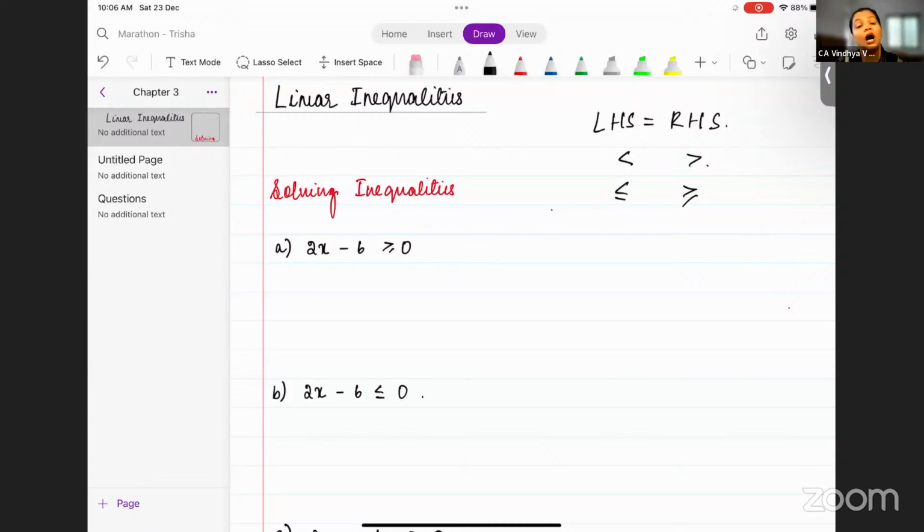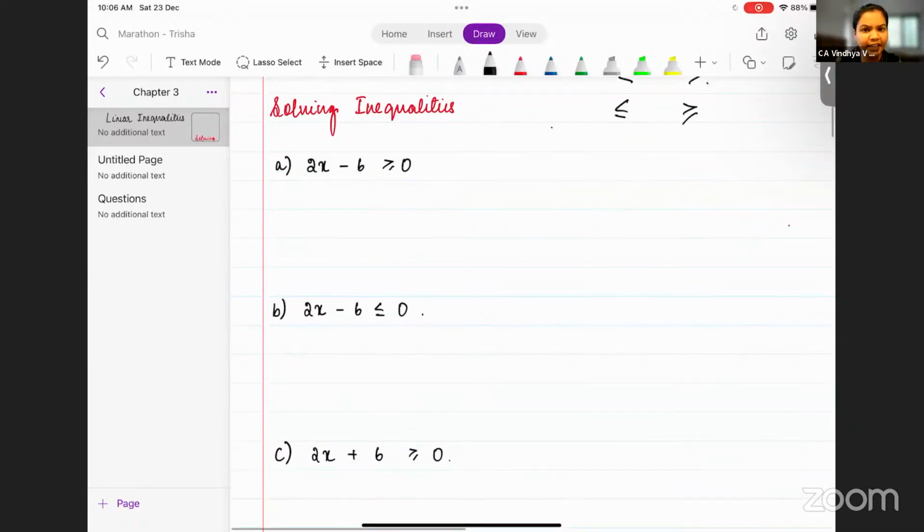Now we are going to see how to get the value of x when there is an inequality. Let us take a few examples and understand this. So the first example here is 2x minus 6 is greater than or equal to 0. We are finding the value of x. The first step would be to shift this minus 6 to the other side.